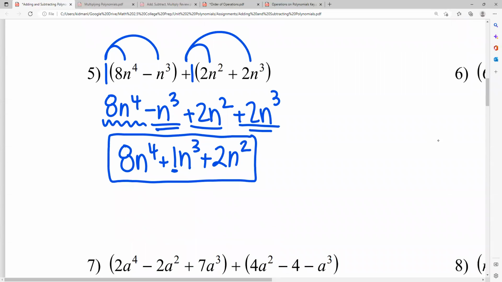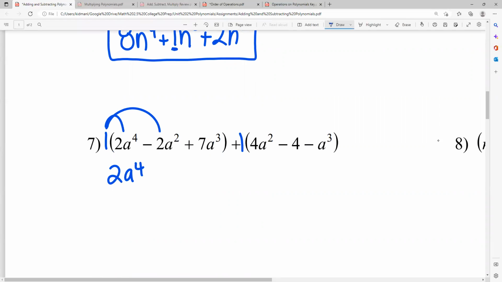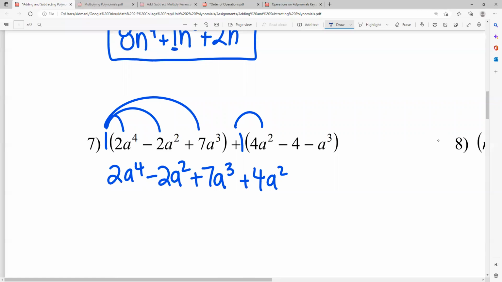So we can do this regardless of how big those polynomials that we're adding end up being. As you take a look down at question number 7, it ends up being the same way. We're going to slap those ones in front of the parentheses there, and we're going to distribute. So 1 times 2a to the 4th is 2a to the 4th. 1 times negative 2a to the 2nd is negative 2a to the 2nd. 1 times 7a to the 3rd is 7a to the 3rd. 1 times 4a squared is 4a squared. 1 times negative 4 is negative 4, and 1 times negative a to the 3rd is negative 8 to the 3rd.